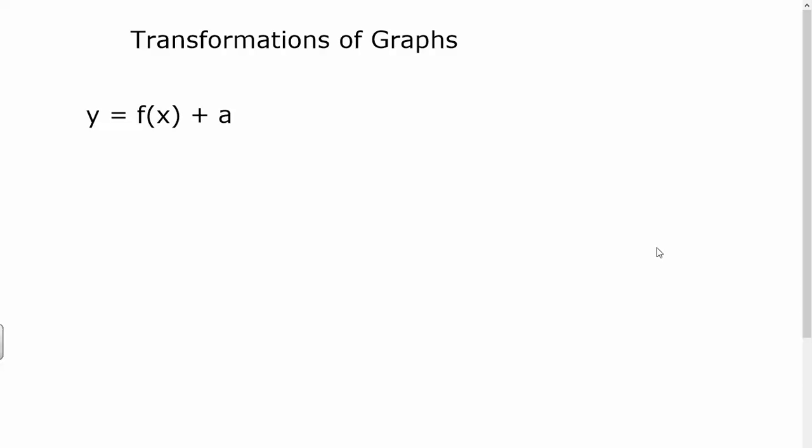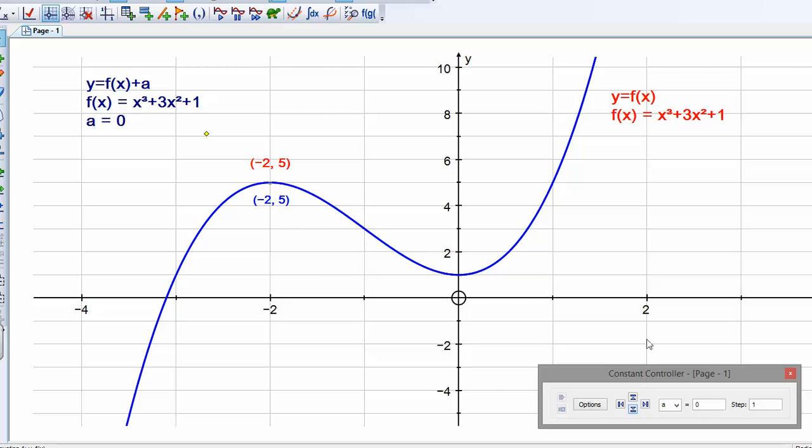In this video, we're going to have a look at the transformations of graphs. And we're first of all going to have a look at what happens when we add on a to our function. So let's have a look at an example. So I've got here the function y equals f of x, and f of x is a cubic function.